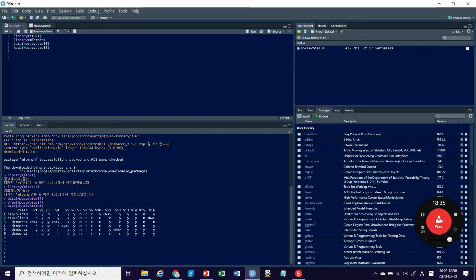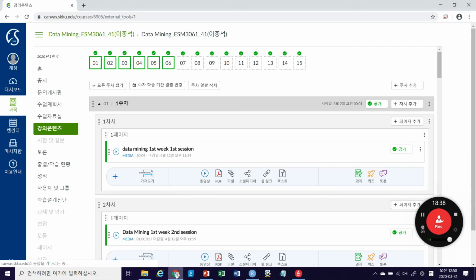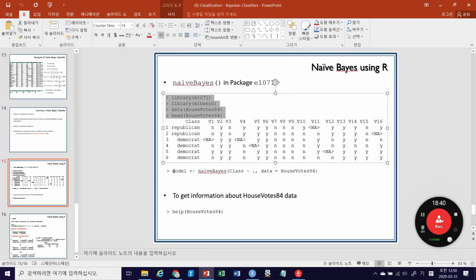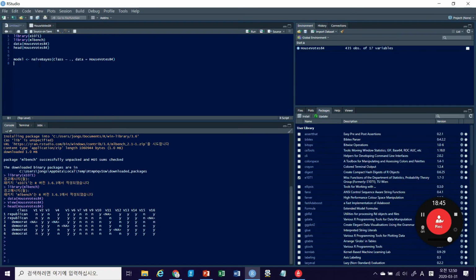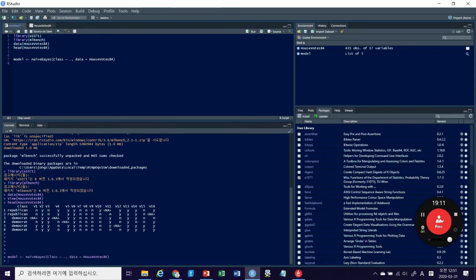And just run this single line. So again, this function is in this package, and then you specify the formula. By formula, you can specify the class variable, and this one means, again, I already explained this, the remaining columns will be used to predict the variables, and then the input data, the training set, training data is HouseVotes84. So just run this one, then it's done.